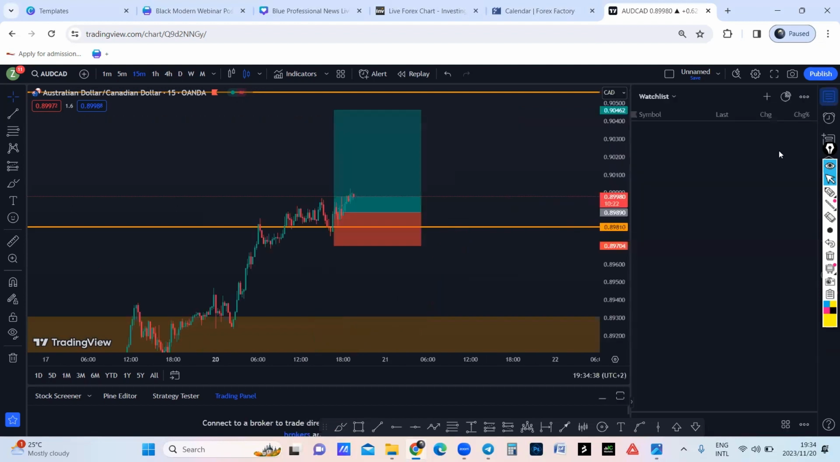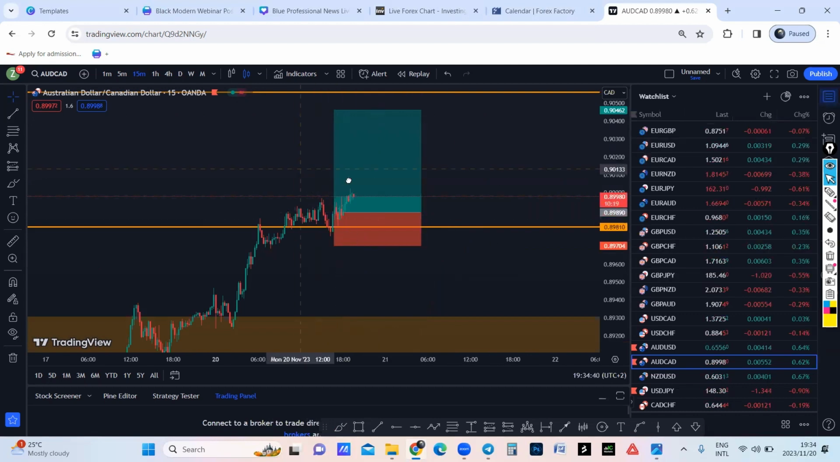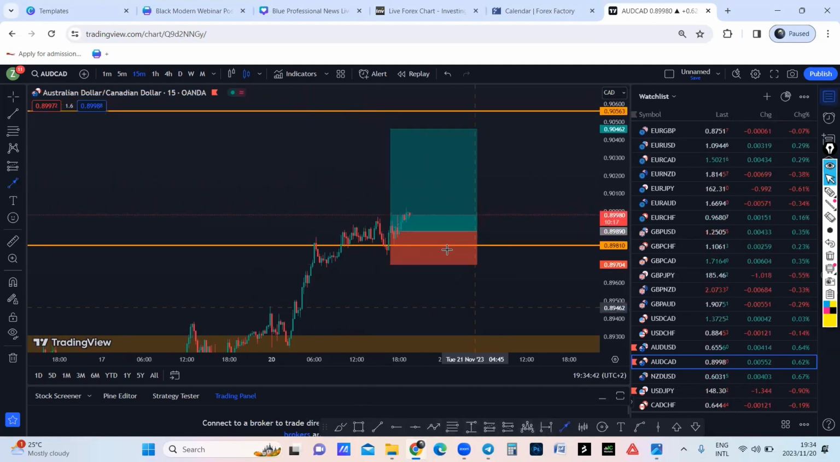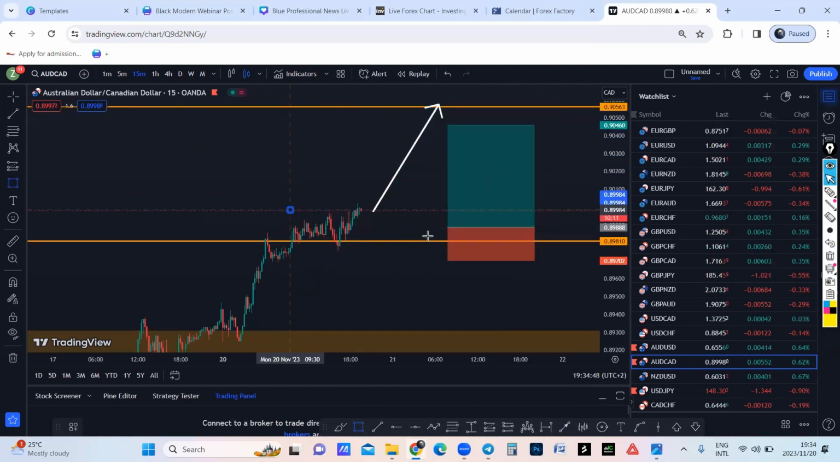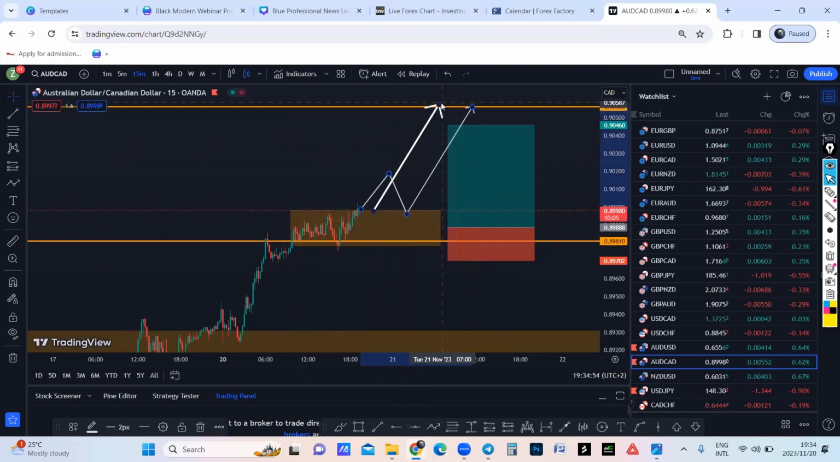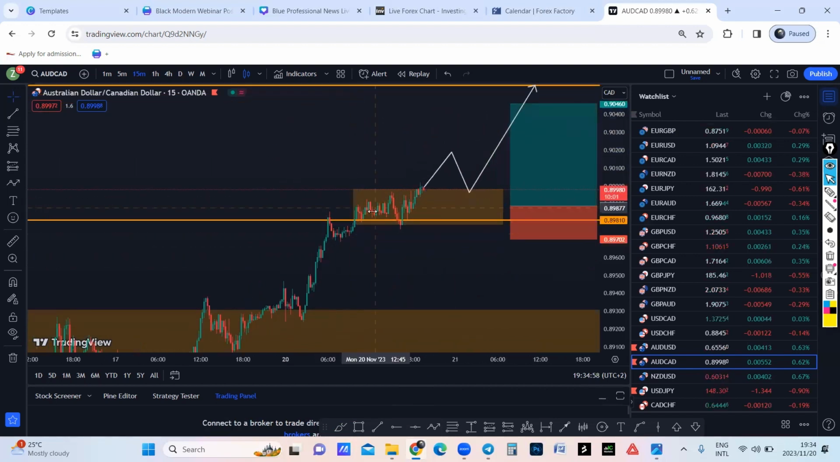So I won't be taking this buy, but there is a possibility of it reaching all the way up. Or maybe even tomorrow, let's say tomorrow we see a potential of a buy again, I'll be waiting for a break, then a retest, and then a continuation. So yeah, I didn't take this buy because it just consolidated.